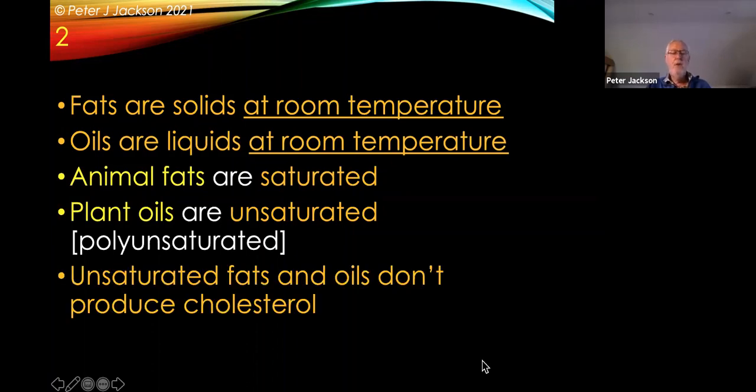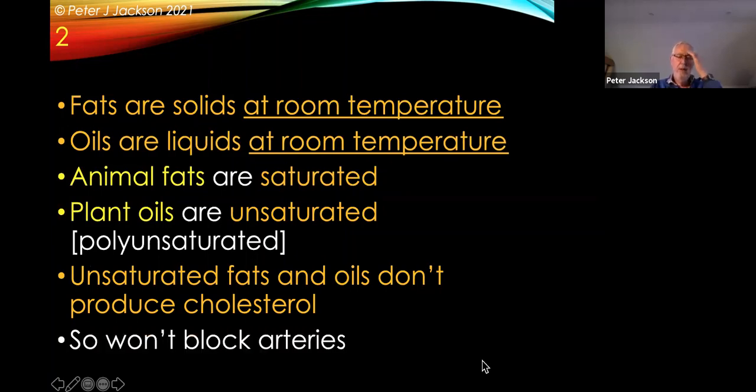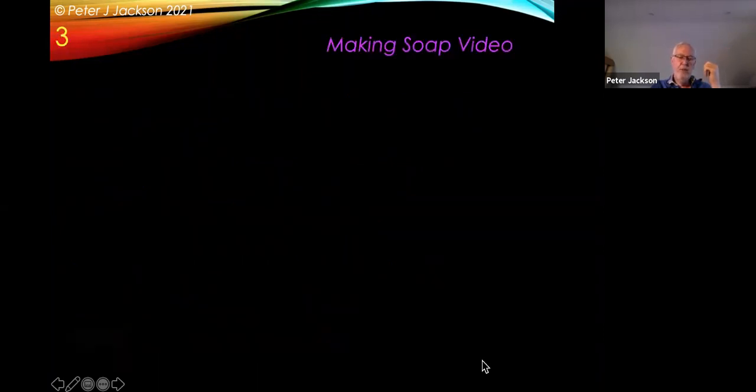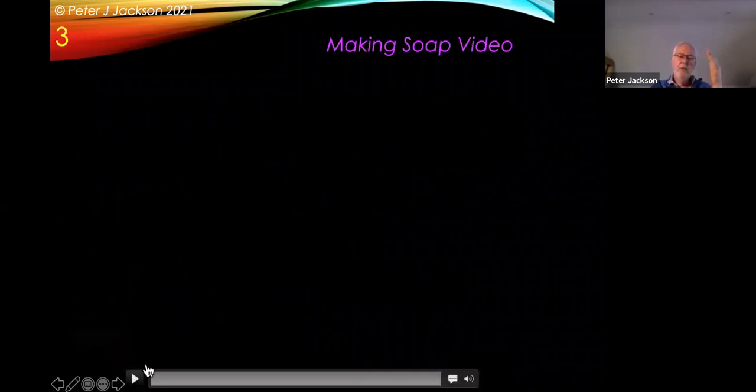Unsaturated fats and oils don't produce cholesterol. Therefore, they won't block your arteries as readily. So in terms of health, you should be eating unsaturated oils and fats rather than saturated ones. Now, let's look at making soap and then we'll discuss it.